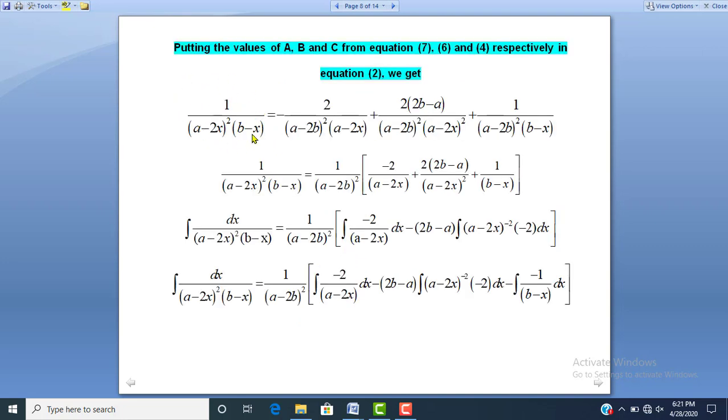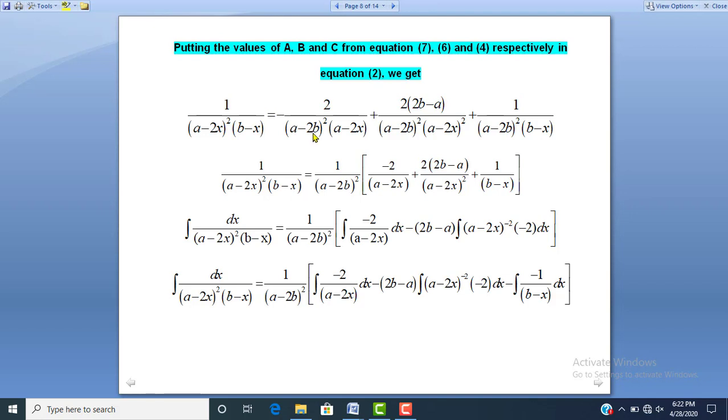This left hand side is common, the same as has been written in equation number 2. Here the value of A has been taken. Here the value of B has been written. Here the value of C has been written. So when we write the values of A, B and C and take the common, what can be taken from here? Yes, (a minus 2b) square.